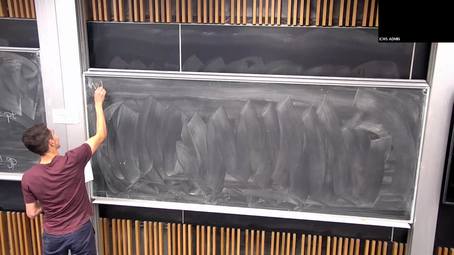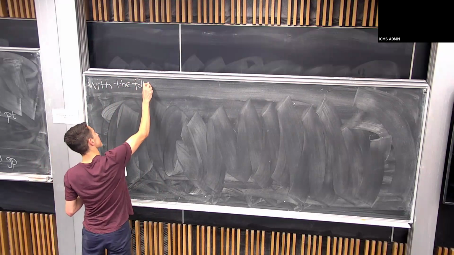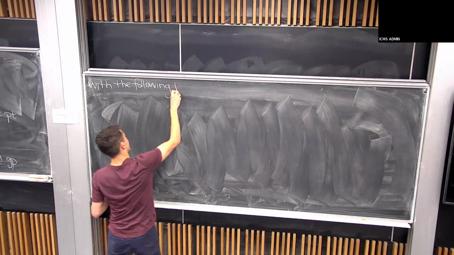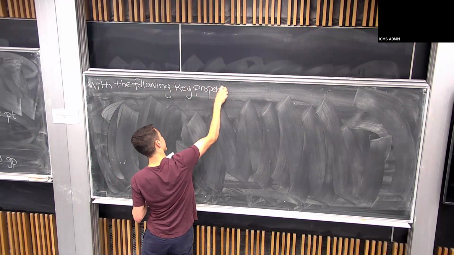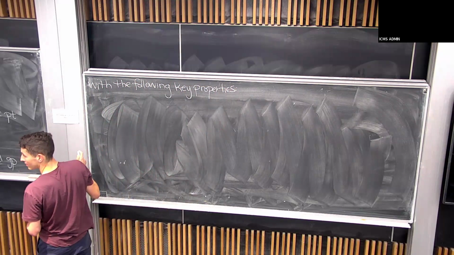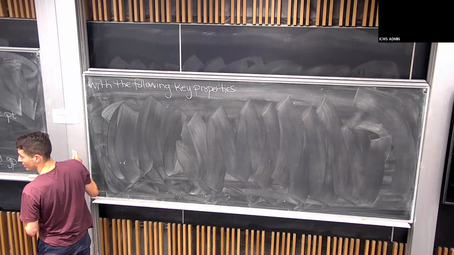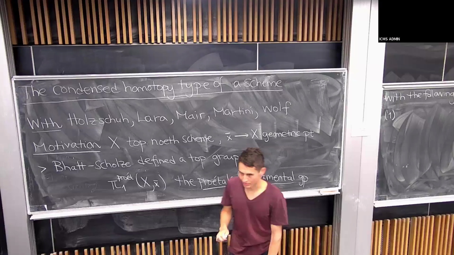with the following key properties. So the first. Is this always actually like a small topological group? Sorry, because I always, when I hear Pro-Étale, I worry that like a small topological group. Yeah.